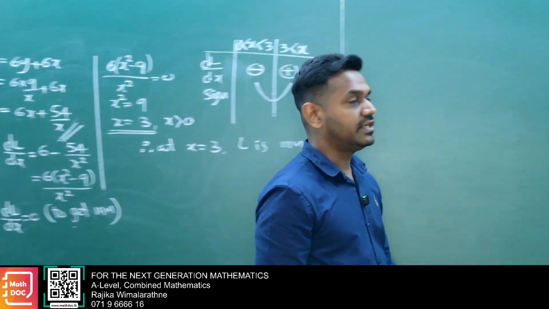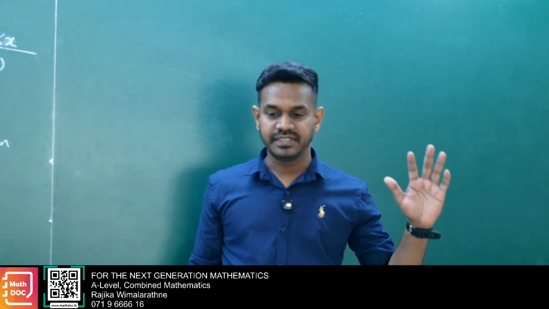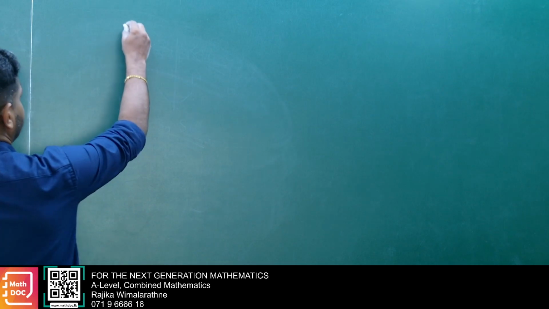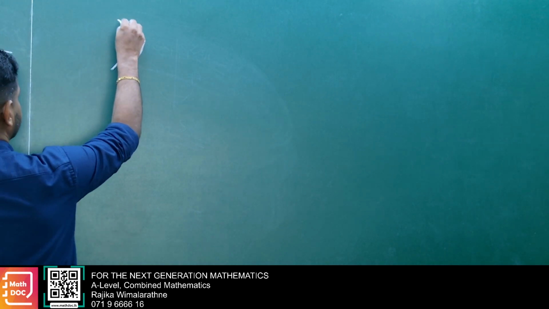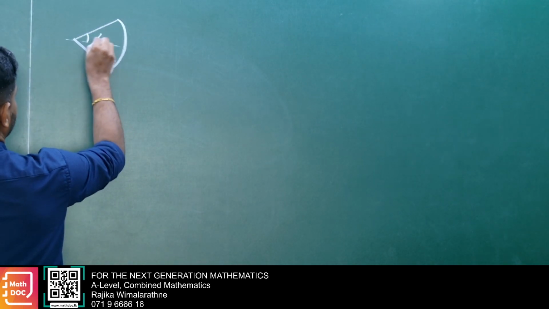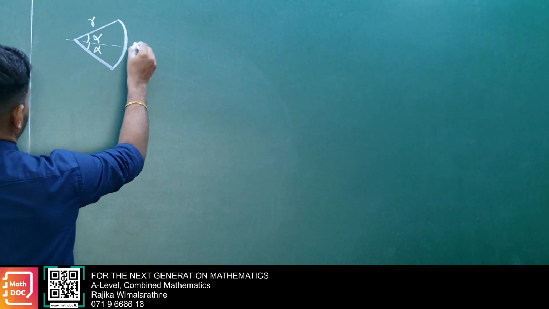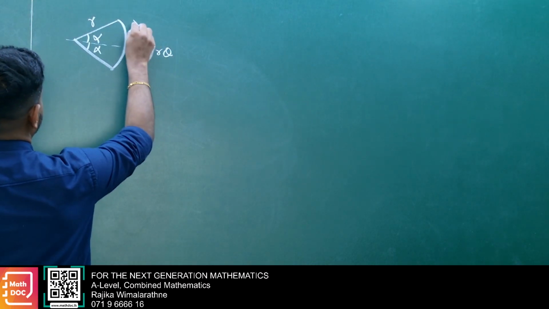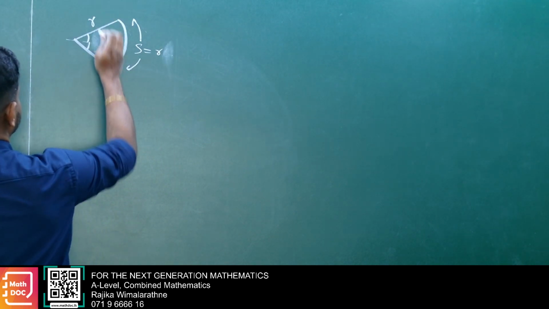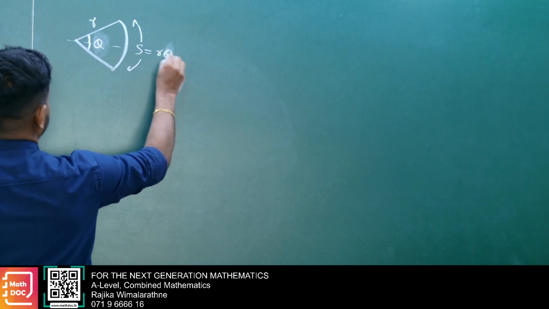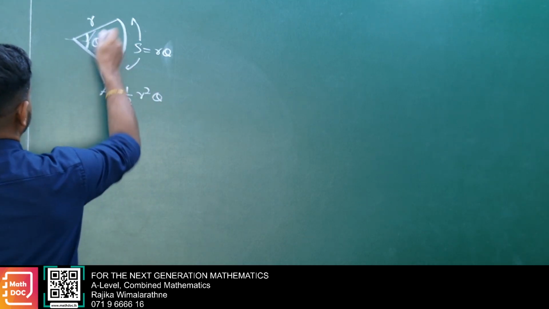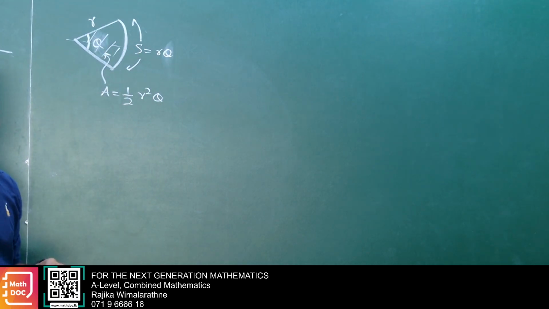While doing that, we have to know some geometrical things, so I'll just revise them. Take this: when you consider an arc and a sector with angle alpha and radius r, the arc length is r theta, where theta is 2 alpha. Then the area is half r squared theta. You need to remember these geometrical relations, okay?